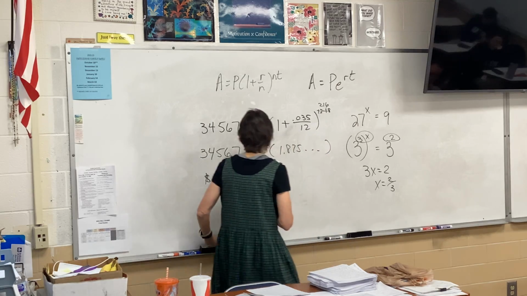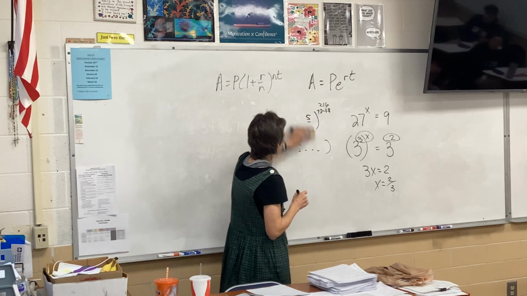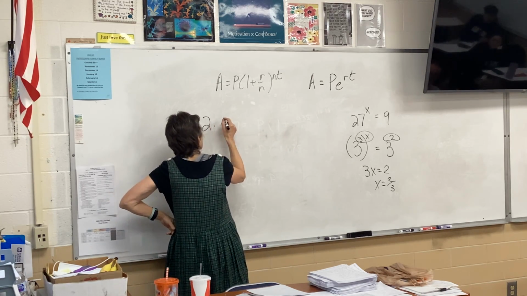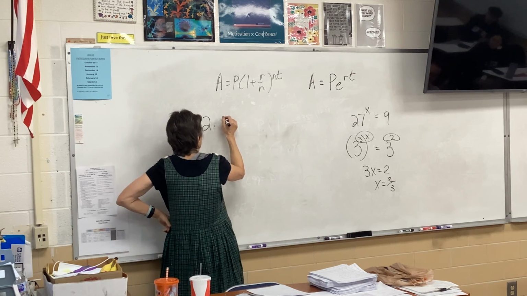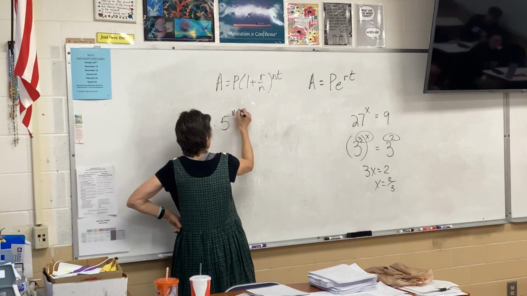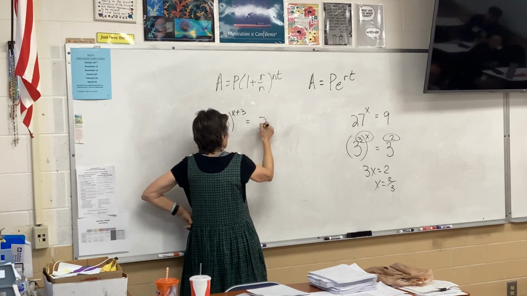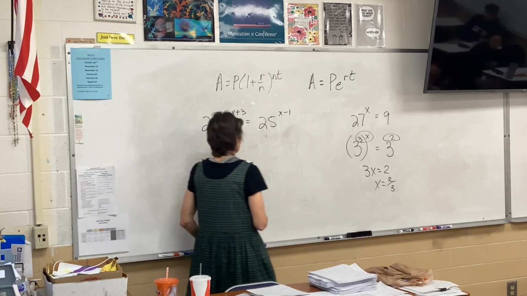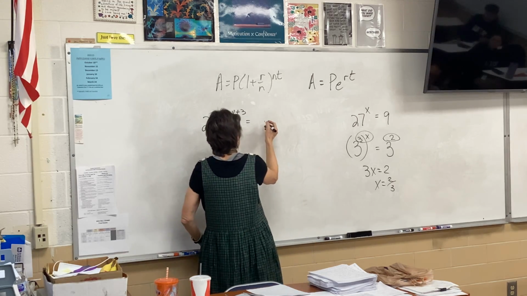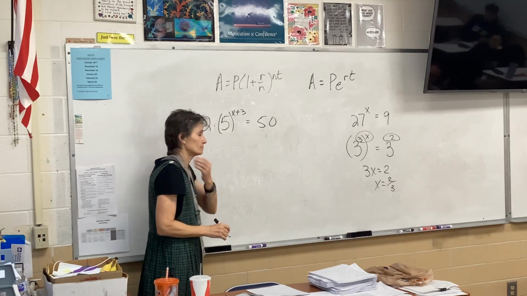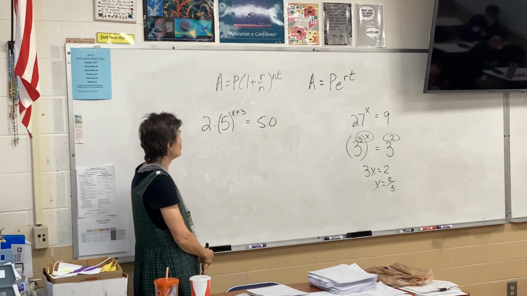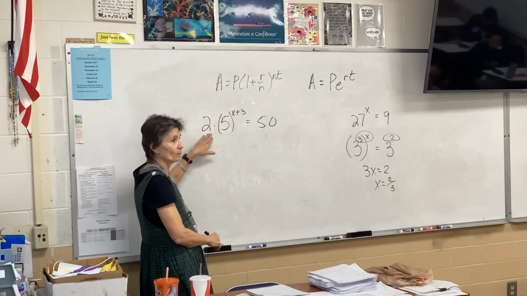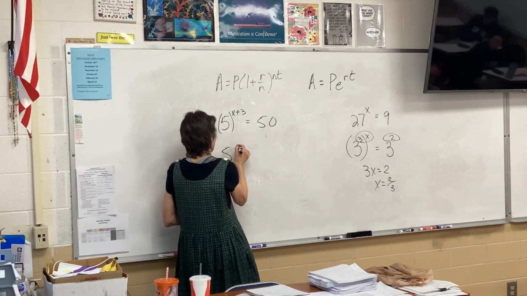Sometimes we've seen problems like that that have an extra number in the front. So something like maybe 2 times 5 to the x plus 3 equals 25 to the x minus 1, something like that. Equals 50. What do we do first if we have this? We did not have it in this problem, but if we have an extra number out here, what do we do? Divide by 2.